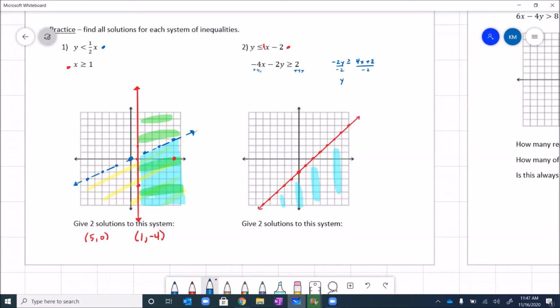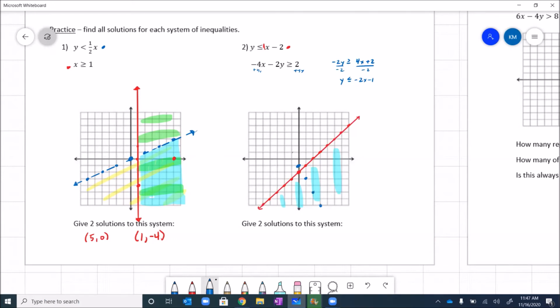So y is less than or equal to -2x minus 1. My y-intercept is -1. Oops, I did it, but I want to make sure we talk about it. Remember, we divided by a negative number, so we have to flip the sign, right? So y-intercept is -1, slope is -2, so down 2 over 1, down 2 over 1, down 2 over 1.